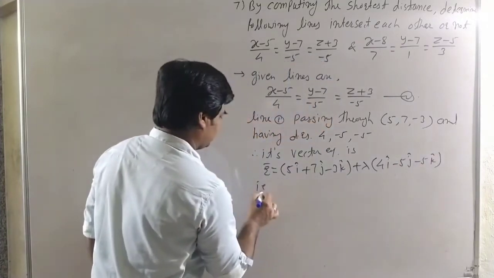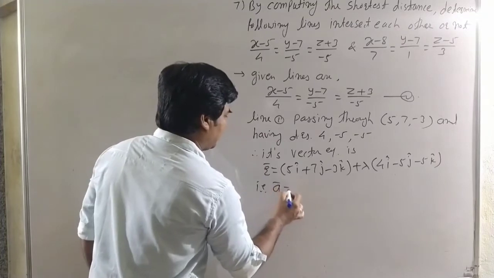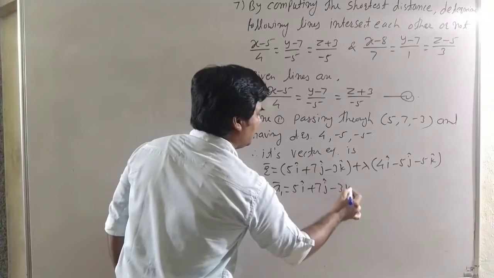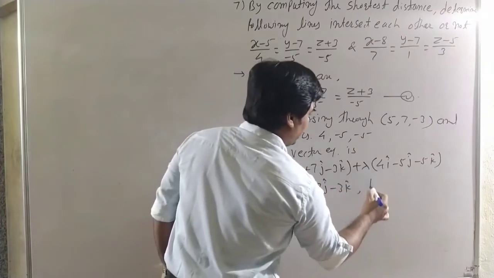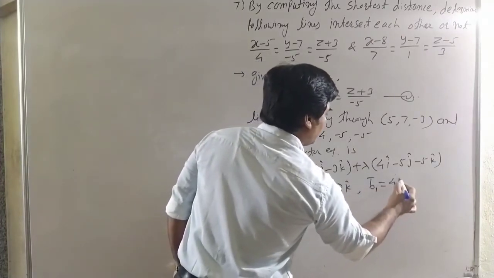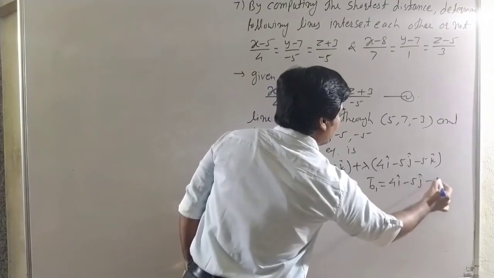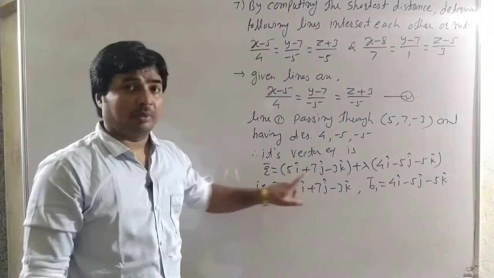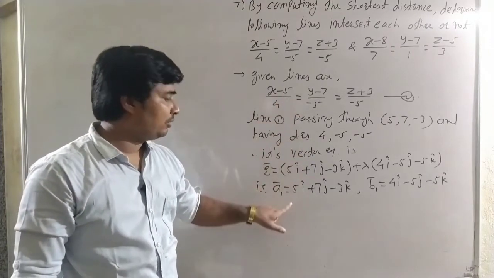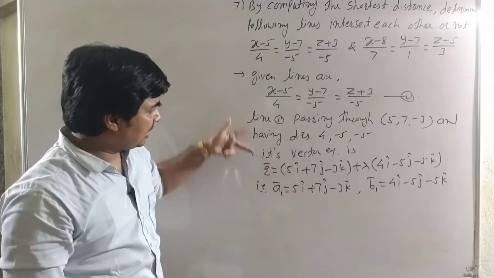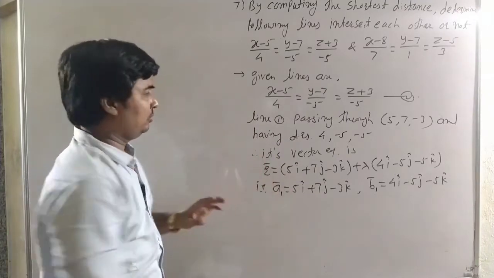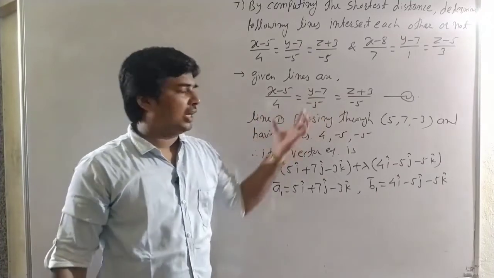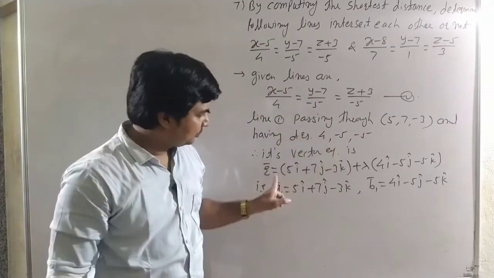That is, a1 bar = 5i cap + 7j cap minus 3k cap, and b1 bar = 4i cap minus 5j cap minus 5k cap. Okay, it is a1 and b1. By the vector method we reduce this equation to vector form. We can directly write the vector equation from the point and the direction ratios of the line.